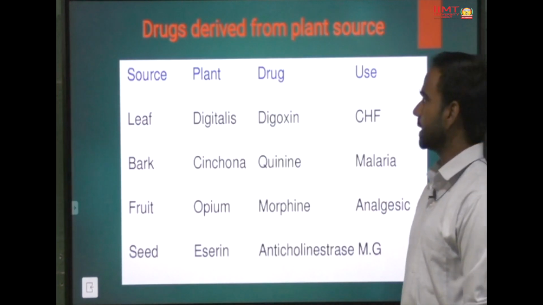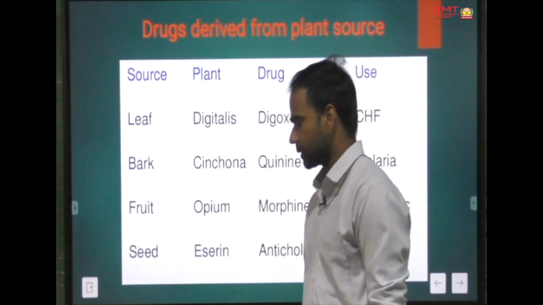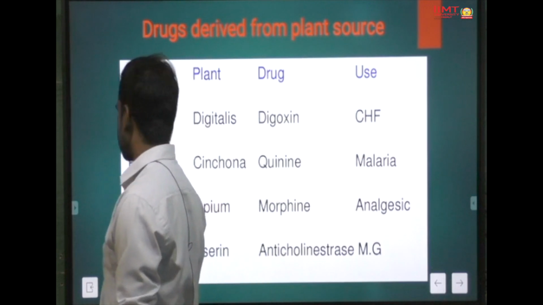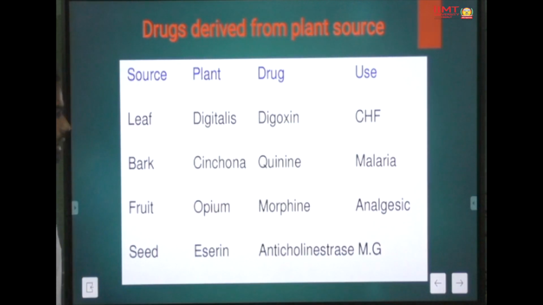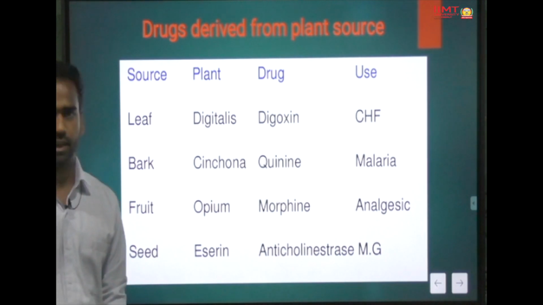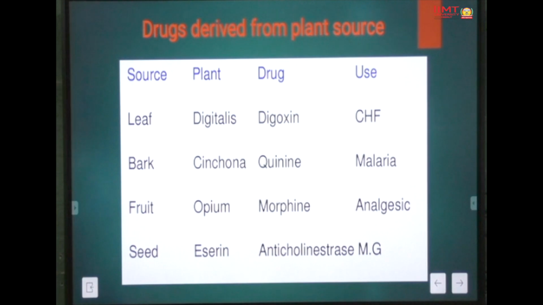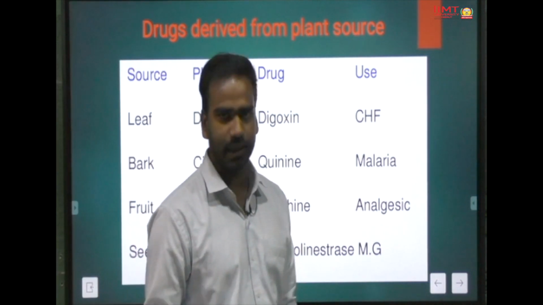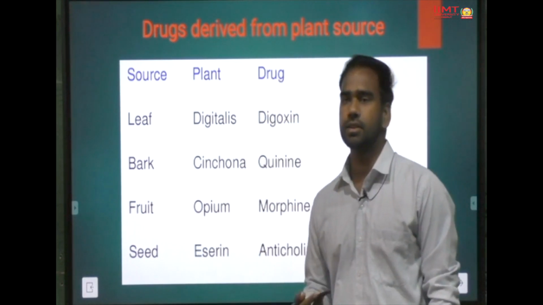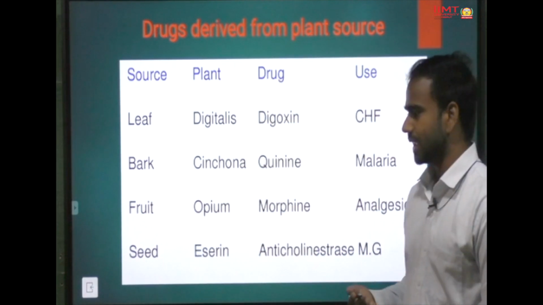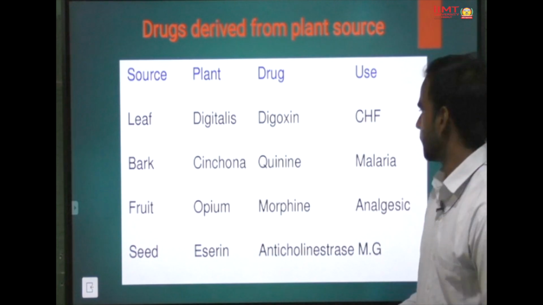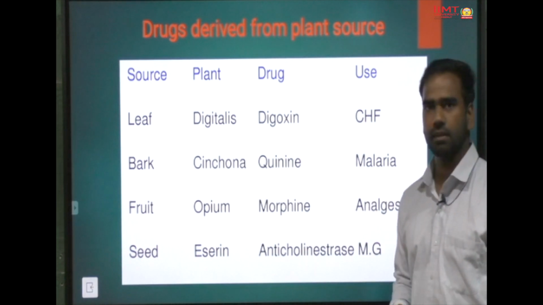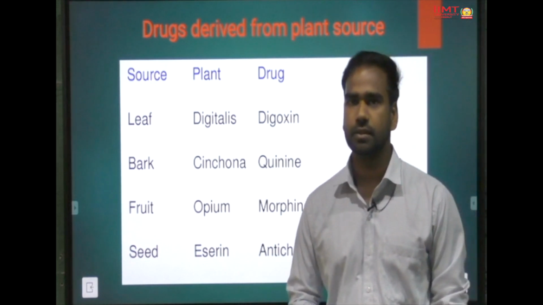Here are some examples that are derived from plant resources. If we talk about the sources of plants, different parts of the plants are used for combating disease. The example is the leaf. Suppose we talk about digitalis: digitalis leaves have been abundantly used for combating different heart-related diseases, and one of the most common examples of heart-related disease is congestive heart failure.